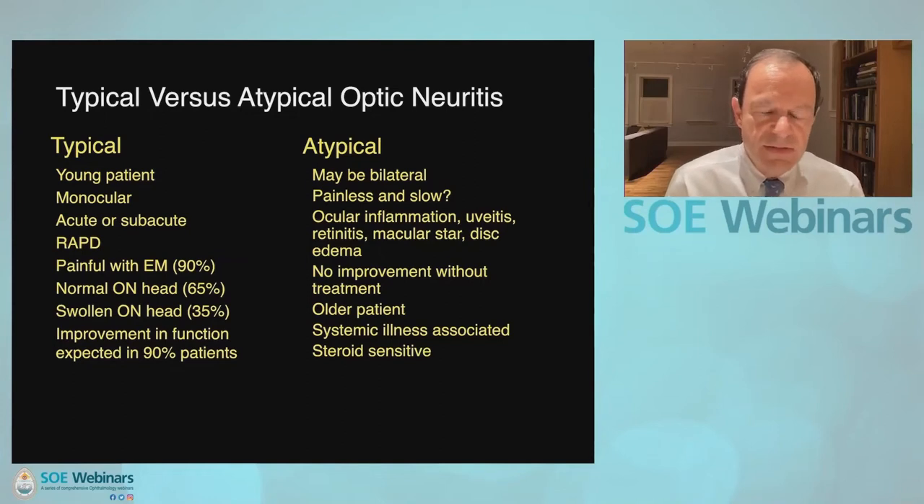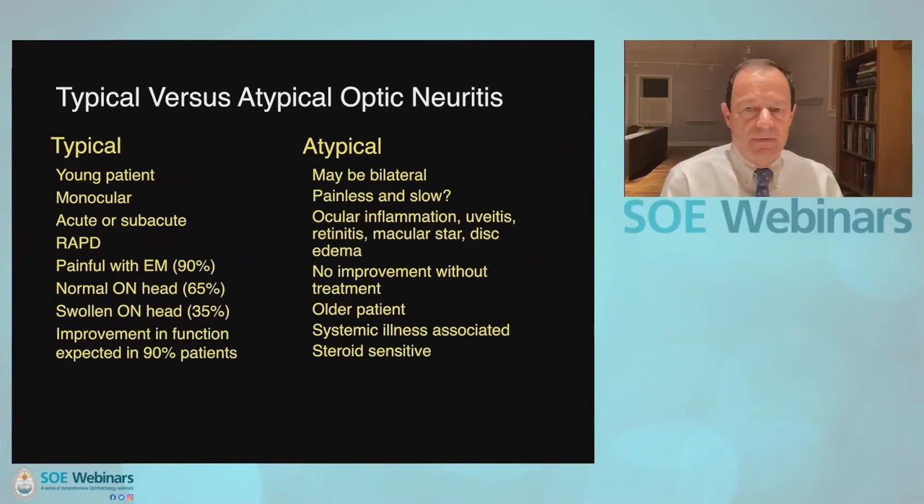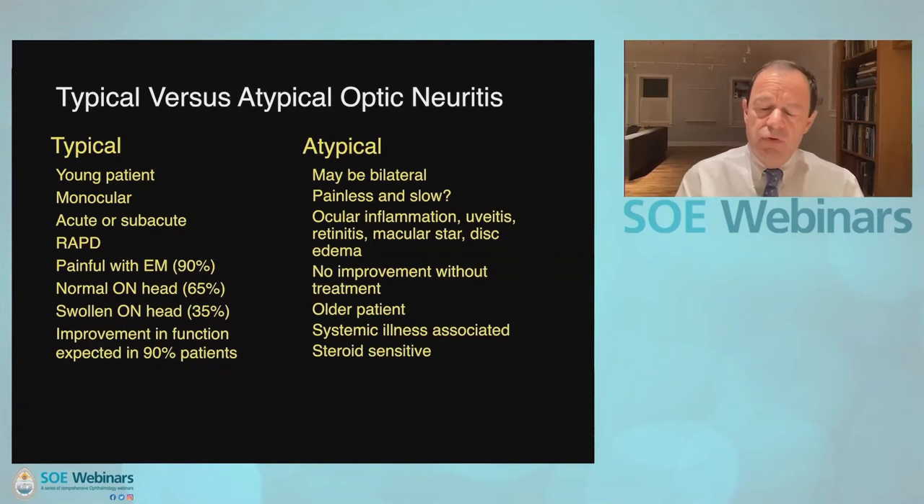The more tricky cases are the atypical cases, which may be bilateral. They may be slow and painless in development. So here is a key, painful versus painless. There might be ocular inflammation such as uveitis, a macular star, or severe disc edema. And there is sometimes no improvement without treatment. The patients might be older and there could be a systemic illness associated. And here the key is that these are cases that are steroid sensitive. So you give steroids, the patient improves quickly. And if you withdraw steroids, the situation worsens considerably.